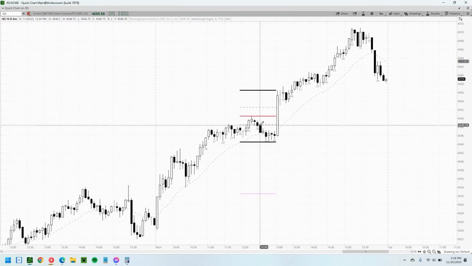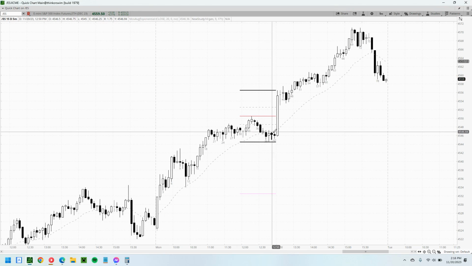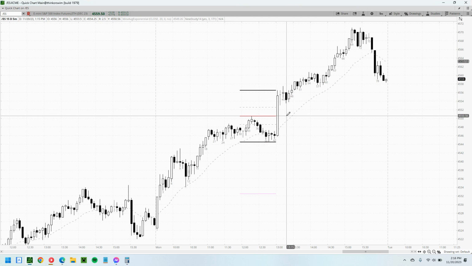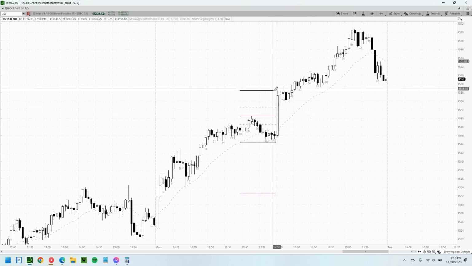This is a wedge pullback 1, pullback 2, pullback 3. And a lot of times when you get wedges, you get measured moves of the wedge, right? So you get a wedge pullback and then a breakout to the upside and a measured move up. And a lot of traders bought the breakout, thinking 60% chance we were going to get the measured move, and we ended up getting it.